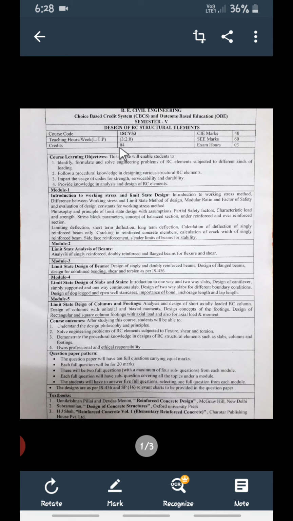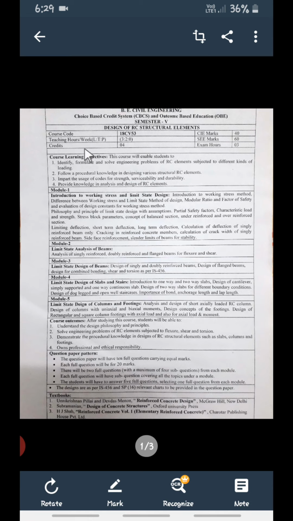One is this design of RC structural elements, that is 18CV53, and another important subject for this fifth semester is AIS, that is analysis of indeterminate structures. In the previous semester, the fourth semester, you studied analysis of determinate structures, and now in this semester, analysis of indeterminate structures, that is AIS.